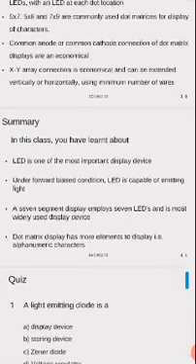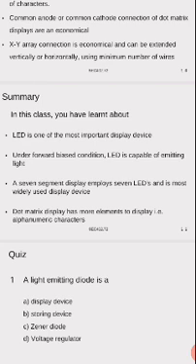This is the summary. This is all about the LED. We go for a quiz.